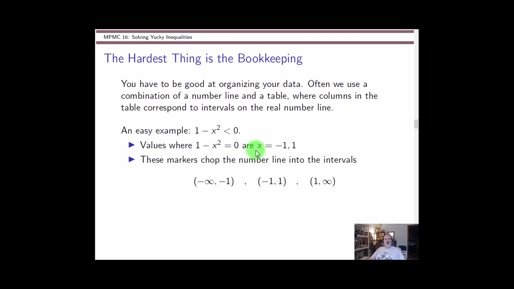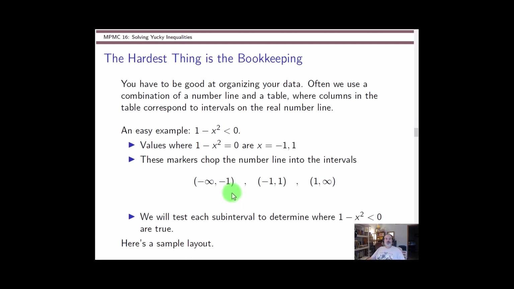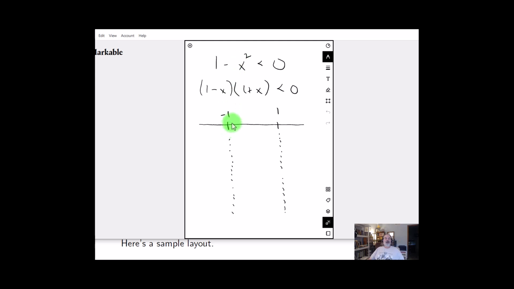Which means we're going to place those points as markers on the number line, the x-axis from minus infinity to infinity. And that's going to leave us with 3 subintervals to look at. Okay? And on each of those subintervals, we're going to test whether the function would be positive or negative. Okay, and that can be organized this way.